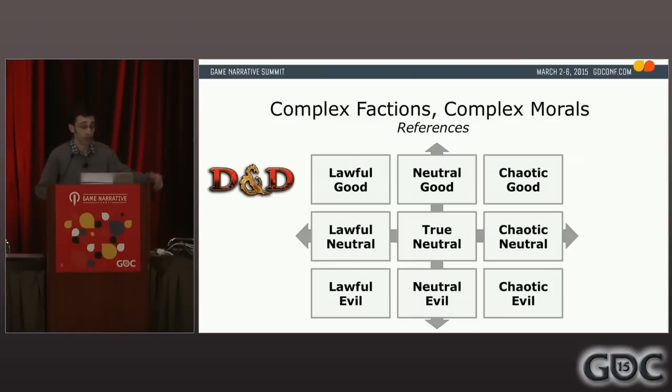D&D should get more credit for this, actually. Its alignment system has 9 different categories in it. There's a lawful versus chaotic axis, as well as a good versus evil axis, and you can kind of slot your characters into any section on that graph. Now, not every dungeon master highlights this, of course, but it gives some space in the system for ethical conflicts between characters that cut across traditional good versus evil lines.